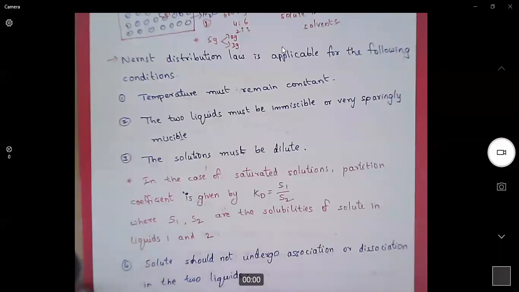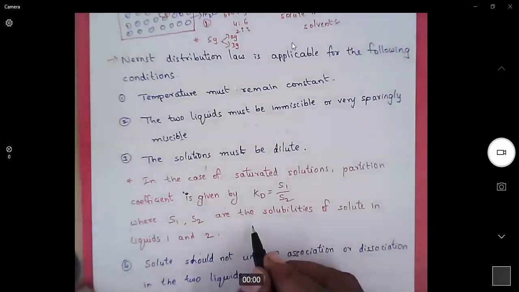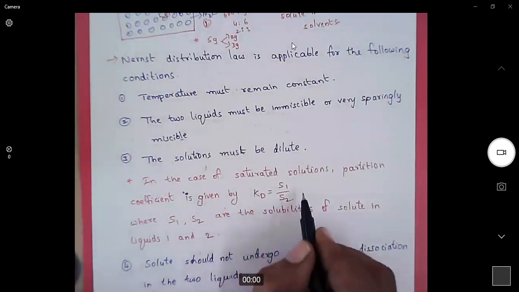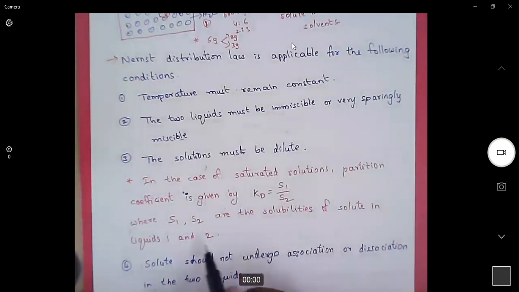What is a saturated solution? Undissolved solute which is in contact with its solution is called a saturated solution. So when we discuss the partition coefficient for saturated solutions, we will take solubility. It is not concentration, it is solubility. S1 and S2 are the solubilities of the solute in liquids 1 and 2.